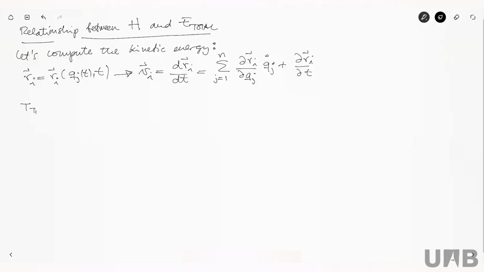What is the kinetic energy? Well, it's the sum from i equals 1 up to n. So let us consider n particles, and let us consider little n generalized coordinates.